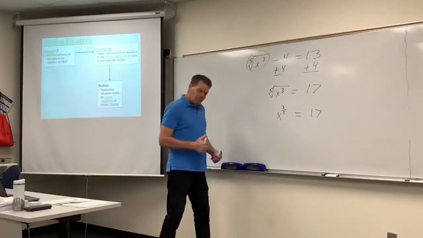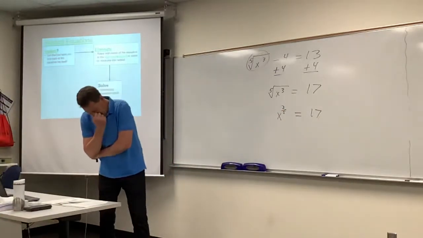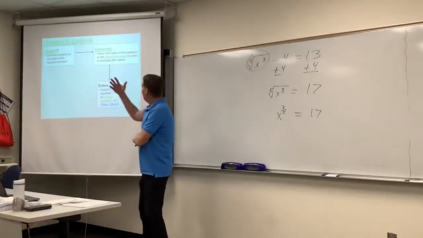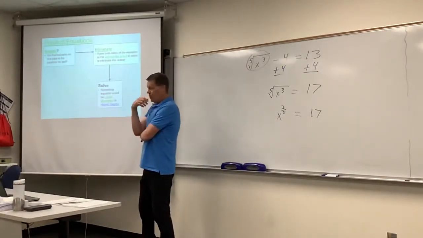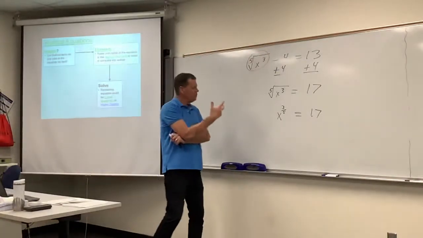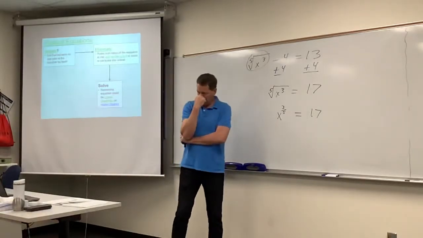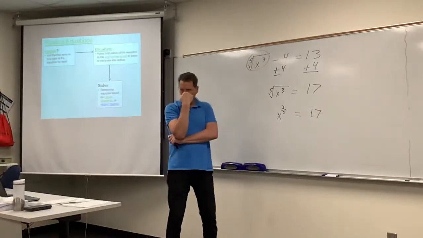All right? So then, what do you guys think we should do to get rid of that 3/5 power? Now, keep in mind that you use a power to get rid of another power. So what power should we apply on top of the 3/5 power in order to get rid of it? How about 5 over 3?